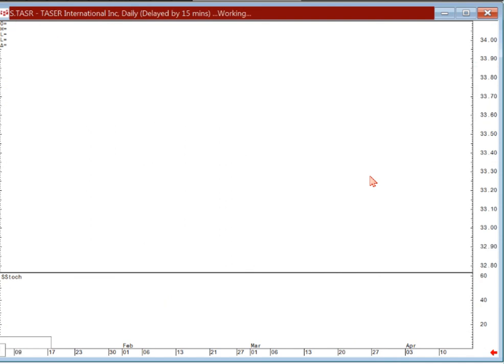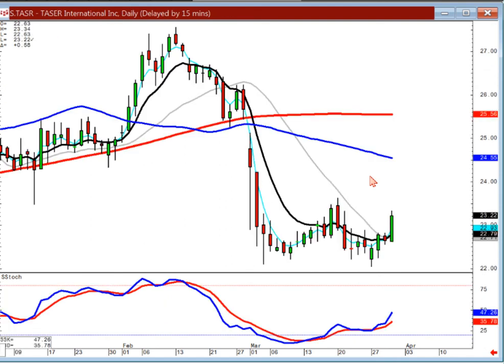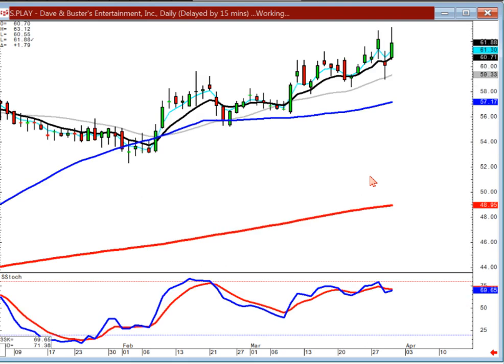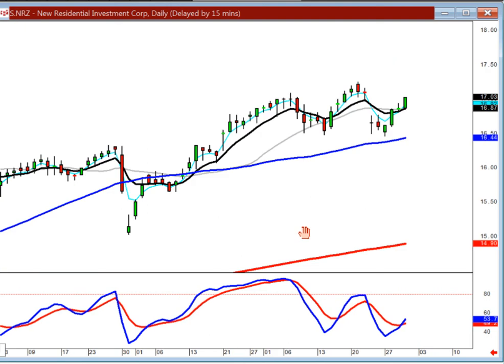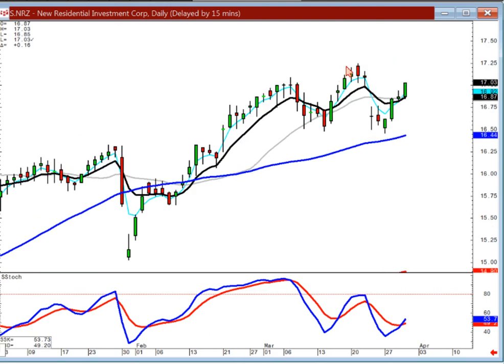And Tazar, you can start buying this one, and just use the T-line as your stop. Dave and Buster's, just stay long, as long as it stays above the T-line. NRZ, this one you can be buying. If you're buying, I'd be more apt to just watch to see what it does at this level. You do have a bullish doji sandwich.